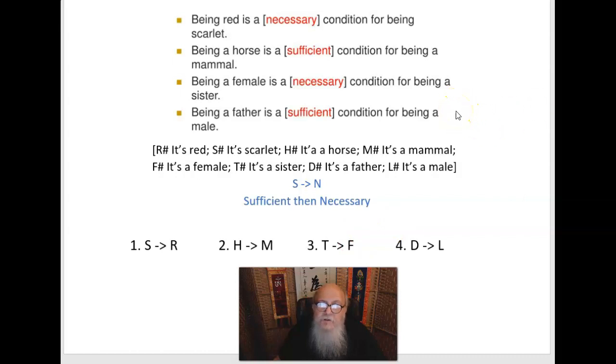Being a father is a sufficient condition for being a male. What's sufficient here is being a father, D for dad. So if a father, then it's a male.